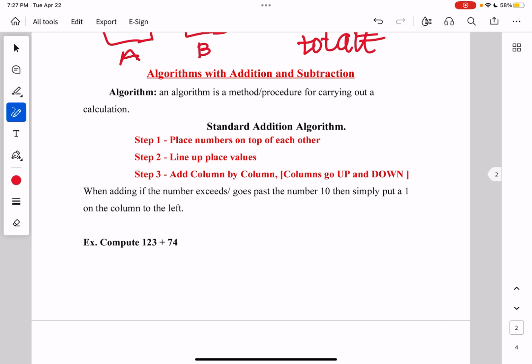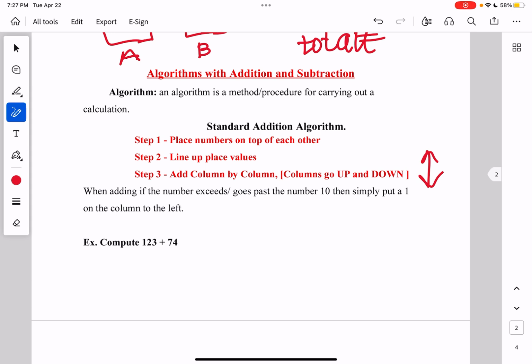I really want you guys to understand that columns are up and down. I know you may want to go side to side, but it's very important that you know you are doing the addition up and down. So when adding, if the number exceeds or goes past 10, then you're simply going to put a 1 on the column to the left. So this, you'd be plusing 10.